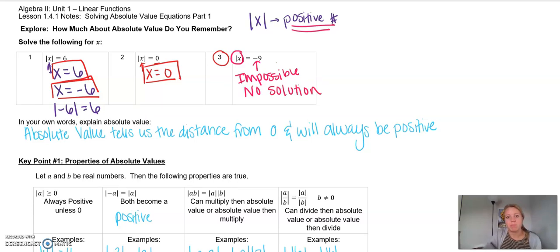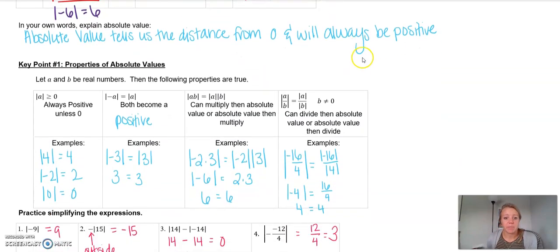So you're going to have multiple types of options. You might have two solutions, you might have one solution, or you might have no solutions. So keep that in mind as we are working through these problems. Remember that absolute value is always positive. Absolute value is that distance from 0, and it's always positive.